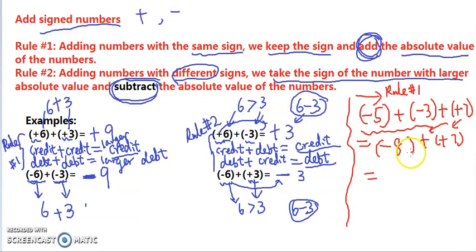Now we're going to do addition again, and this time the signs in front of them are different, so we have to use rule number 2. Pick the sign of the larger number. 8 is larger, so let's pick a negative sign and subtract 7 from 8, so you get 1, because we have $8 debt. The $8 debt is more than $7 credit. How much more? It's $1 more. So we do subtraction.